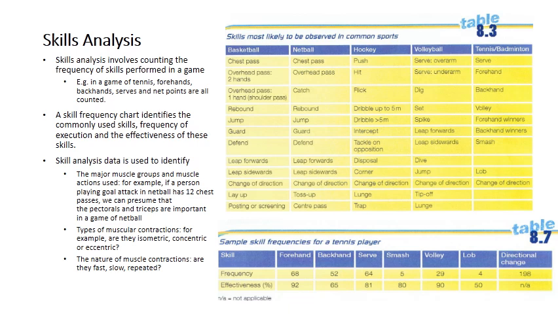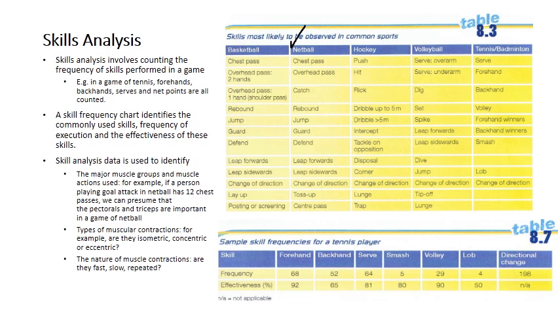So for a skills analysis, what it would look like is some sort of chart. The chart would have the players' names on it. It would have the different skills that are common for that particular game. And you can see this little table up here lists a few that are common in a few different sports. Across the course of the game, you would be tallying up a frequency of how often each skill is performed. Why would we do that?